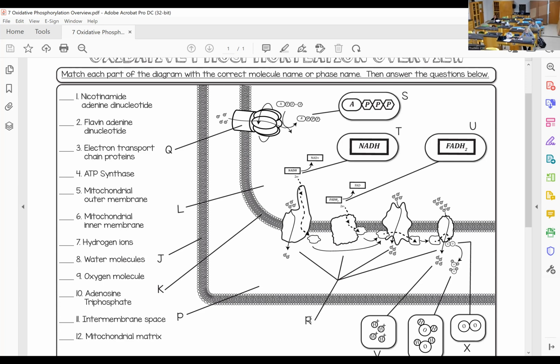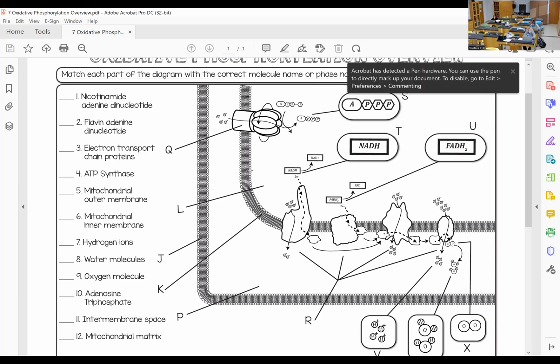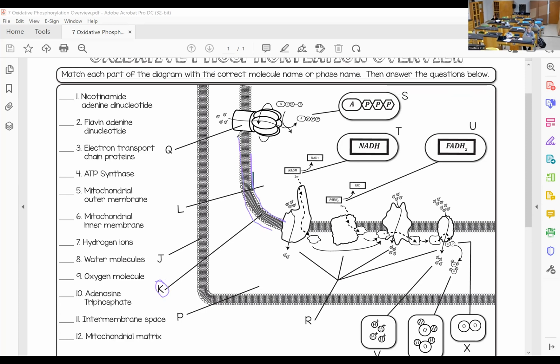And then we just said in the previous PowerPoint slide that that's going to be embedded in the inner mitochondrial membrane. So this here, letter K, is our inner mitochondrial membrane. Remembering mitochondrial structure right now is kind of important. So letter R is the electron transport chain. All of these proteins embedded in that inner membrane are the electron transport chain. And the phospholipid bilayer that it's a part of is the inner mitochondrial membrane.